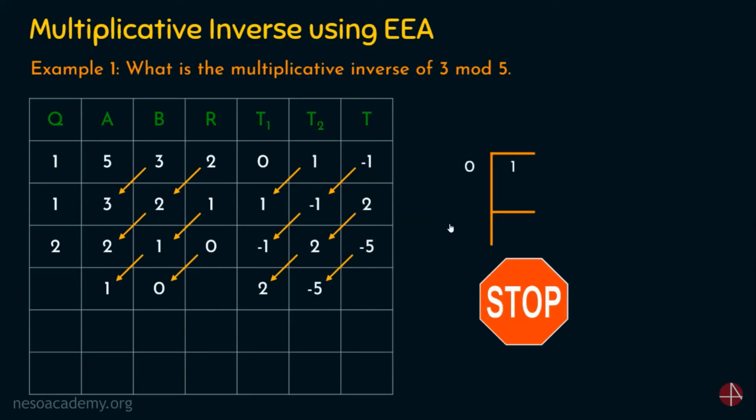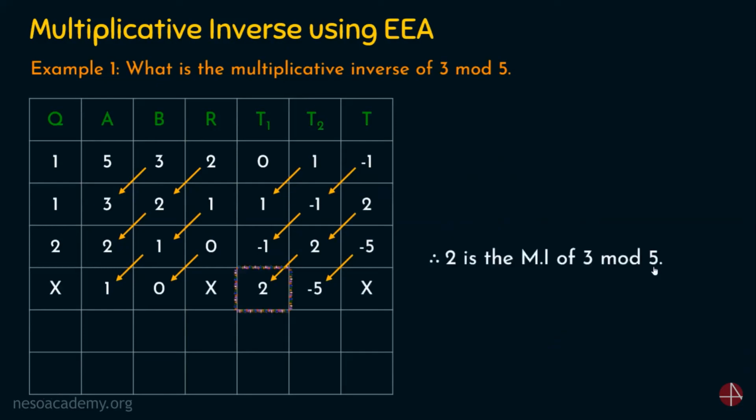Then you will write down 1, 0, 2, minus 5. With 0 as the divisor, you cannot do division, so you will stop here. This is how you calculate it. For the quotient and remainder, and for T2, again you swap, because without the quotient and remainder you cannot calculate the T value, because the formula is T equals T1 minus T2 into Q. Without the Q value you will not find it. So 2 is the multiplicative inverse of 3.